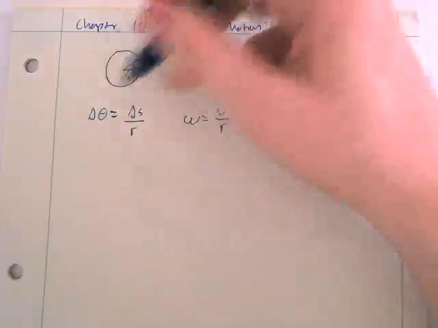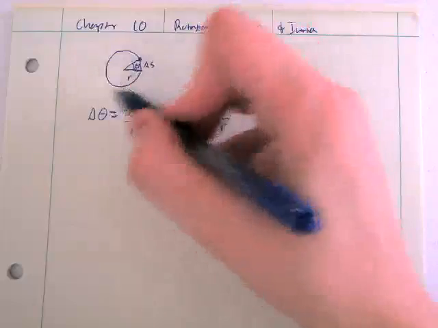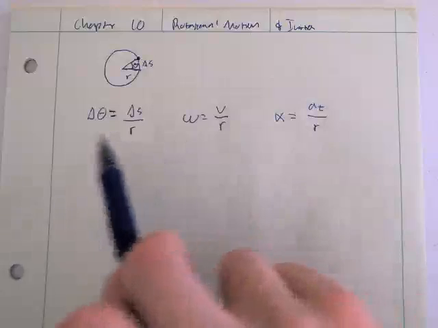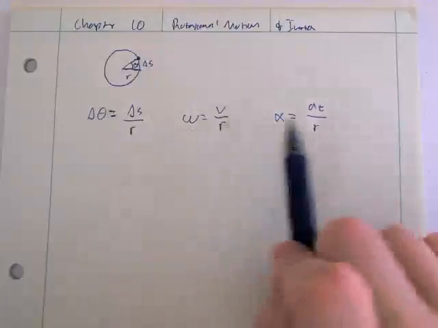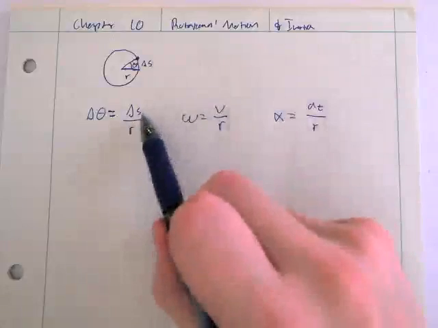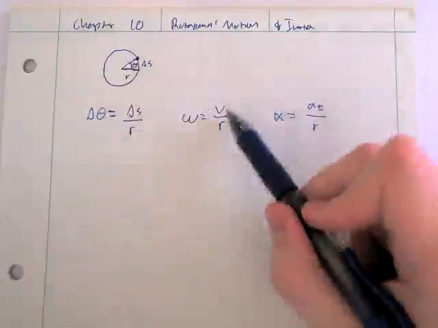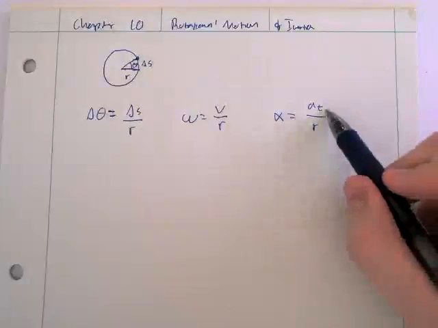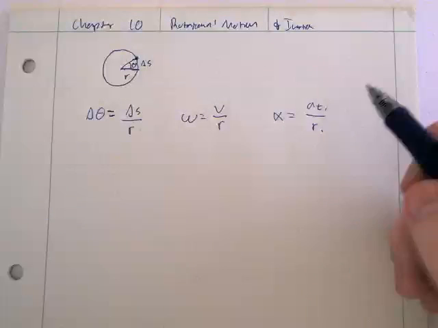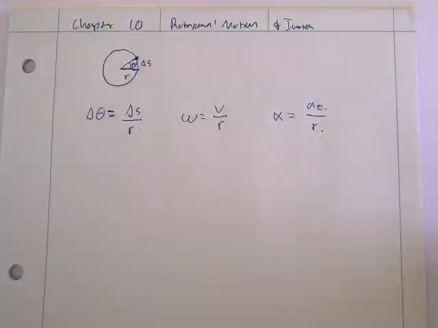Now we are allowing our speed to change. We are not undergoing uniform circular motion. We are allowing this speed to vary. Okay, so we have all these different quantities: our angular position, our angular velocity, and our angular acceleration. As you notice, they are all the linear quantities, but divided by r. We have delta S divided by r, we have v divided by r, and we have the tangential acceleration divided by r.